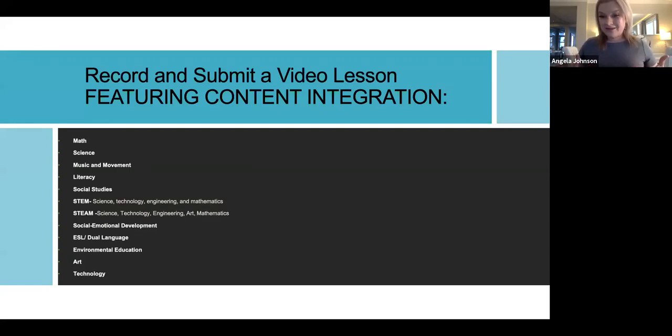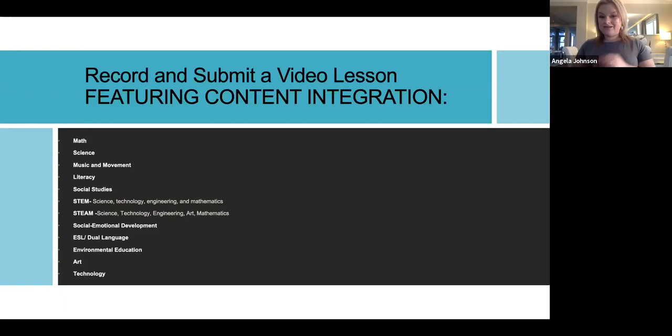If you don't have kids with you, you can pretend that you're going to do that with kids, and you're going to give them the directions on how to do it. You're the teacher, so you're going to teach that lesson, all right? STEAM, it's the science, technology, engineering, art, and math. So add the art there. Social emotional development, combine that with literacy, maybe a story about somebody that needs to make friends, or just be creative. ESL or dual language, maybe combining two languages or more.